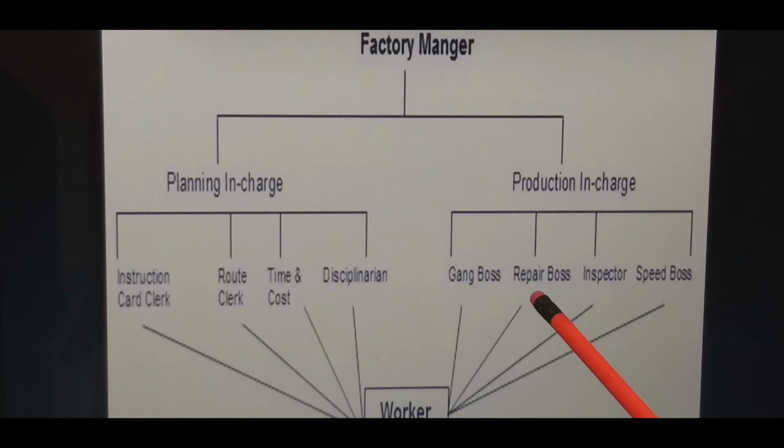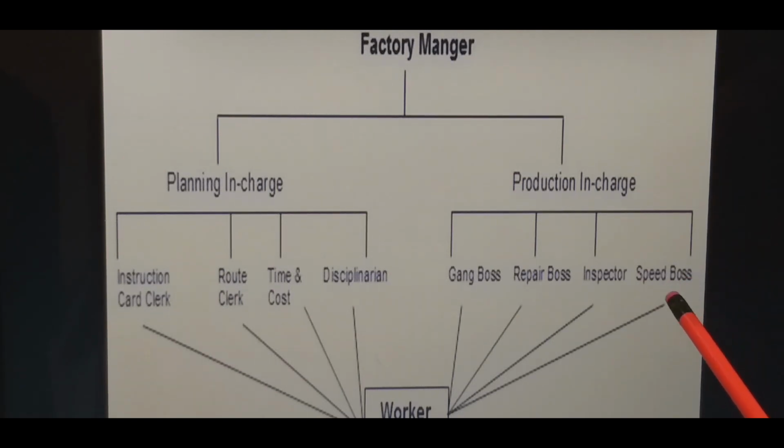Next one is repair boss. As the name itself suggests, he is concerned with seeing that all the machines are in working condition. All the machines, tools and equipments, they are in working condition. Next one is inspector. His job is to see the quality of the product. He has to ensure that the quality of the output is good.